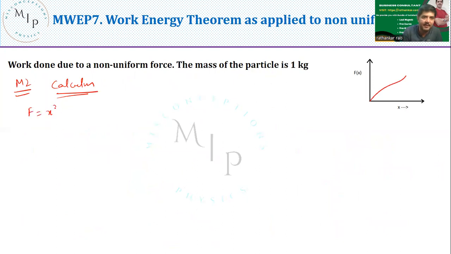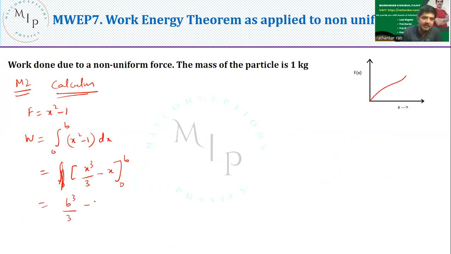I will write it here: x square minus 1. Now, what is work done according to calculus? Integral from 0 to b of x square minus 1 into dx. Why is it so? Because I just substituted the value of f here and I got this. Let me integrate this: x cubed by 3 minus x, from 0 to b, which would again be b cubed by 3 minus b, which would be equal to b by 3 into b square minus 3 joules.